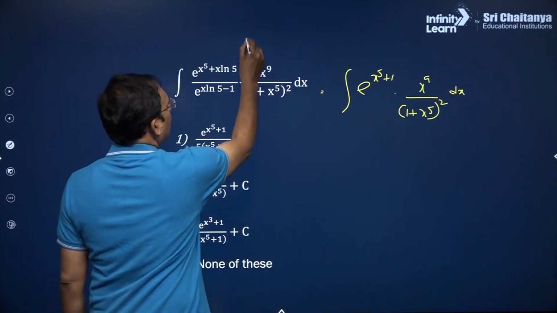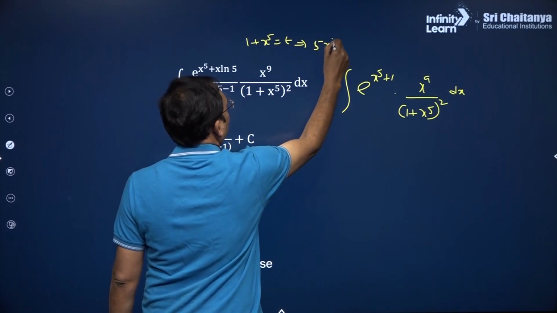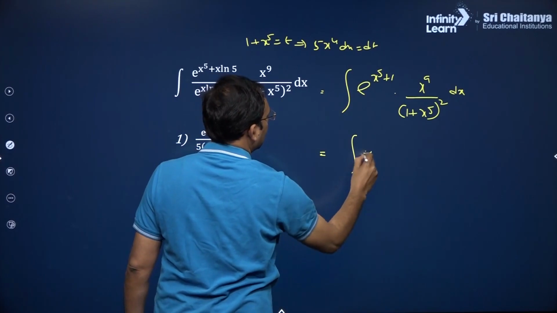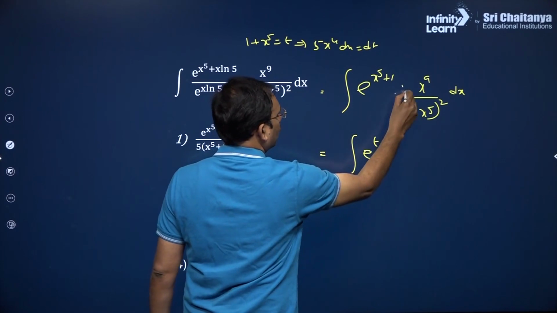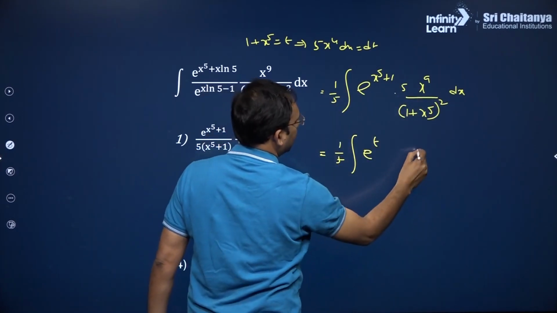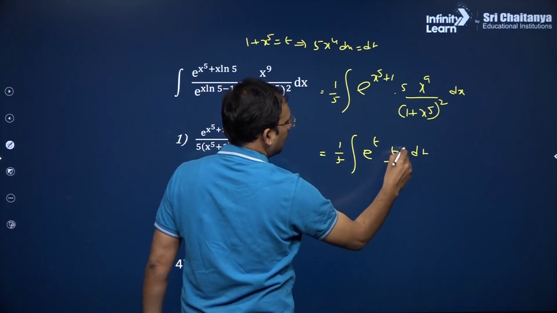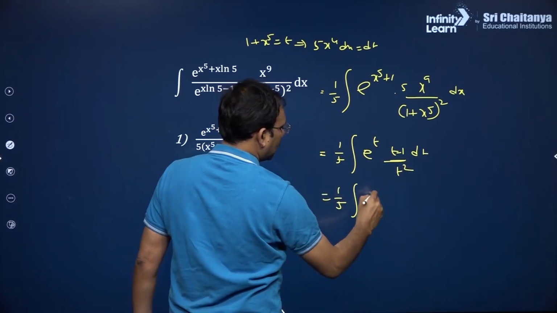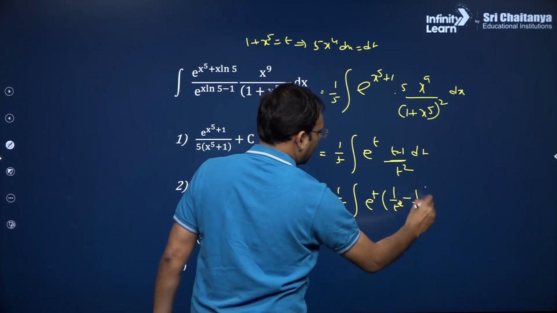So, you just take 1 plus x power 5 as t, my dear friends. So, 5 x power 4 dx is going to be dt. So, friends, this is the integral of e power t into, you see, 5 x power 4, provide 5 here and 1 by 5 here. So, 5 x power 4 dx will become dt. So, that x power 5 will be left, t minus 1 by t square you have got. That is 1 by 5 into integral e power t into 1 by t minus 1 by t square dt.